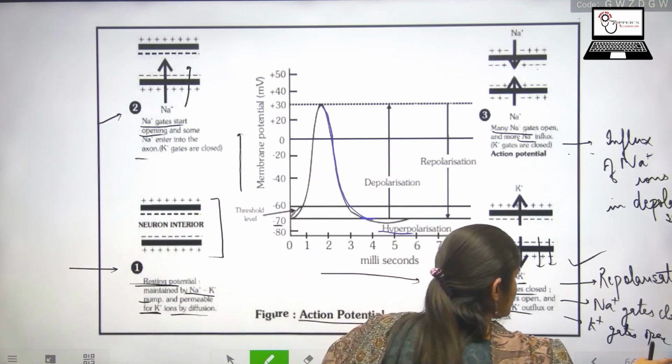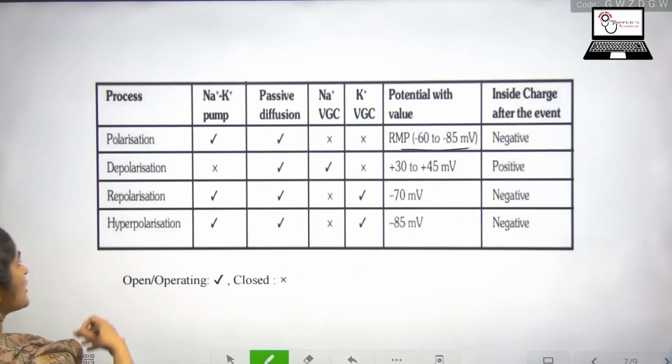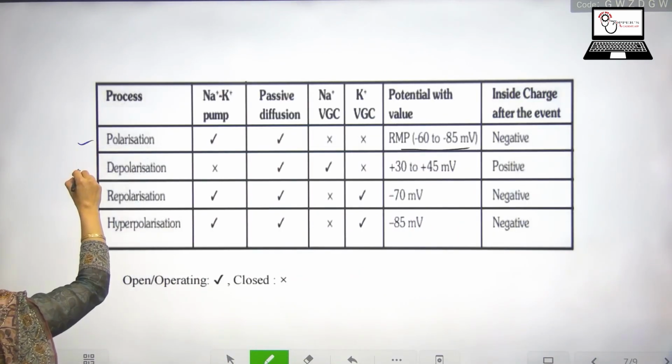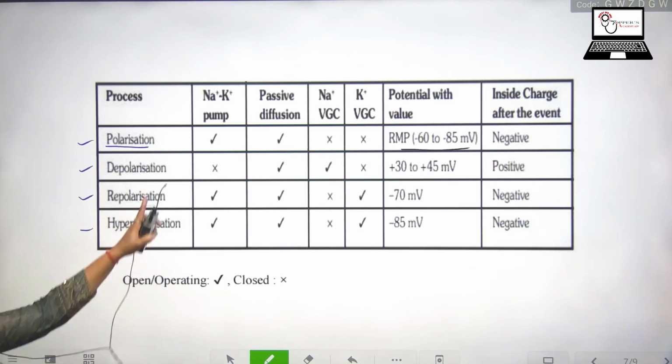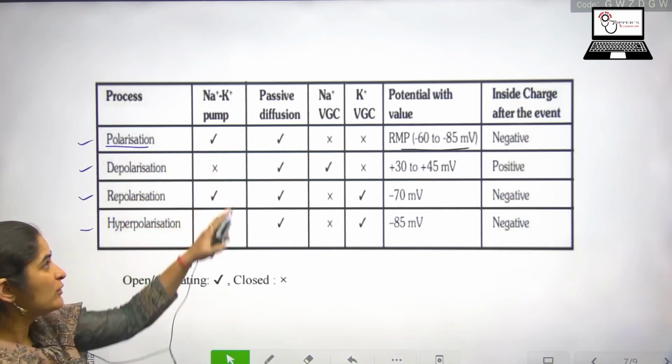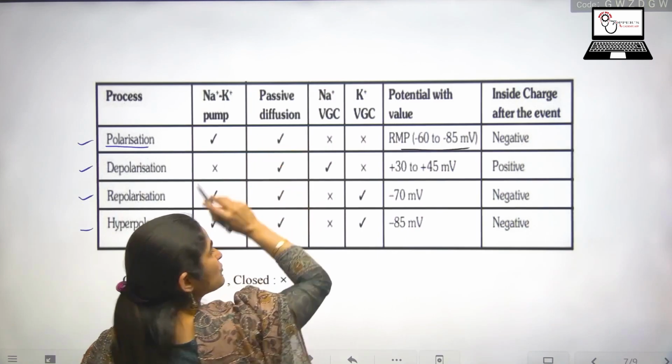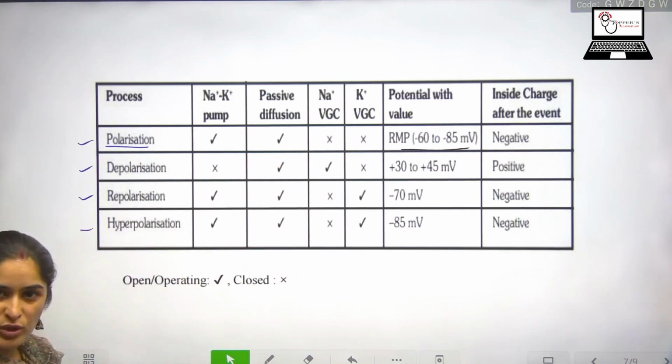See in this table, there are 4 different processes. First is polarization, when the sodium-potassium pump will work and passive diffusion of the sodium and potassium ions will also be there.